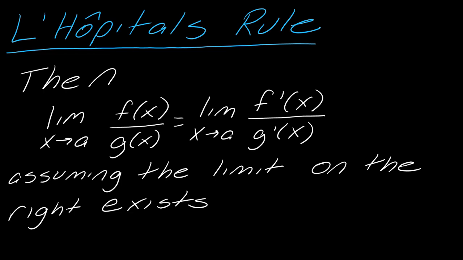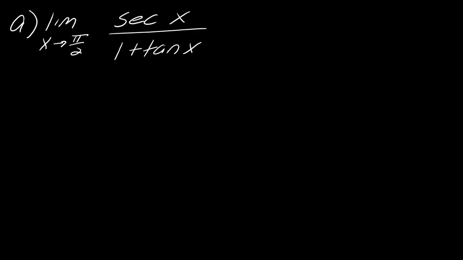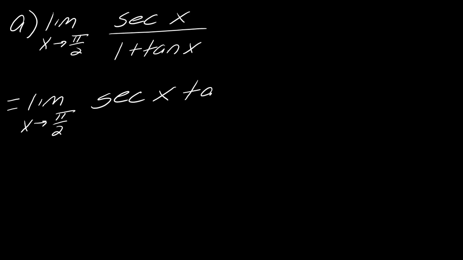I want to show you a couple of examples of that, and then we'll build up to the other indeterminate forms. For this first limit, I have the limit as x approaches pi over 2 of secant x over 1 plus tangent x. If you were to try to plug in pi over 2, you would get this infinity over infinity form, and that tells you that you can use L'Hopital's rule. So I can take the derivative of the top, which is secant x tangent x, and then the derivative of the bottom, which will be secant squared x.